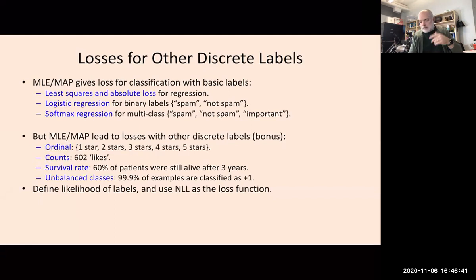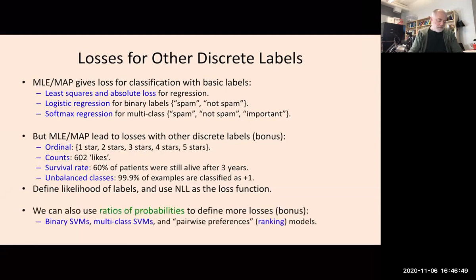If you have censored data, you can use censored likelihoods. If you have unbalanced classes, thinking this way helps you a lot in figuring out how to deal with that. Basically, you define the likelihood of the labels or the outputs, and you use the negative log likelihood as a loss function. So now we've expanded your arsenal quite a lot, even if it's not obvious right now. And you can also use ratios of probabilities to define more losses.